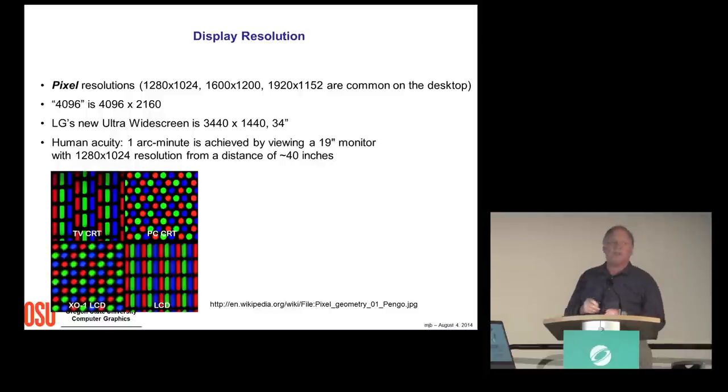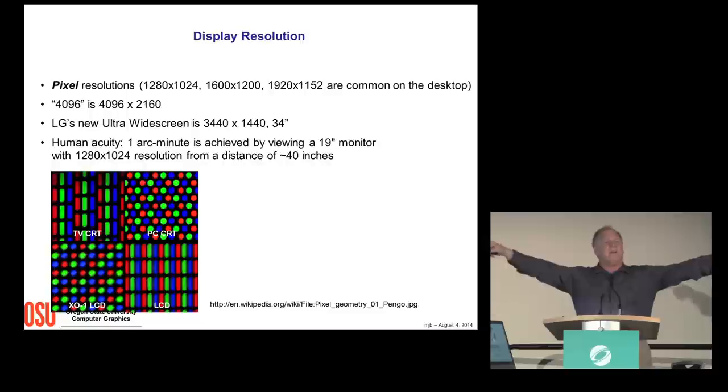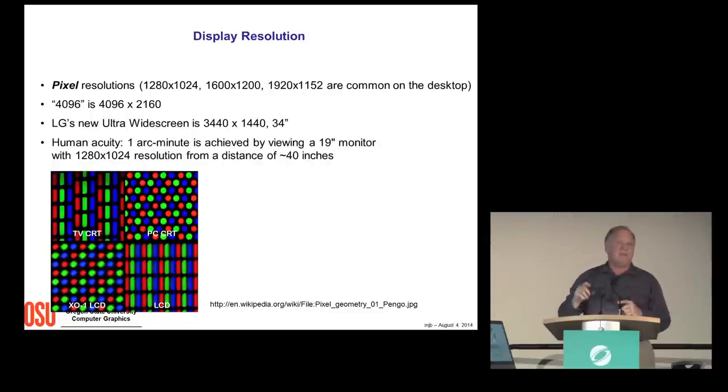The aspect ratio is important. Televisions, like your parents and your grandparents had, started out as 4x3, 4 wide by 3 high. And the reason was our eyes are separated horizontally. We can see more horizontally than we can see vertically, and so they did a screen to match.